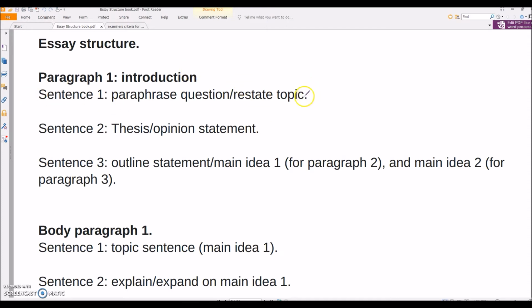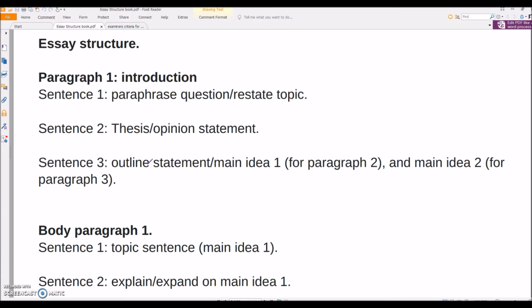So, paragraph 1, introduction. Sentence 1, simply paraphrase the question, restate the topic. Sentence 2, what's the essay about? Give your opinion. This essay we're going to take a look at now is an opinion essay. So your opinion must be clear right from the start. Then I always recommend giving an outline. This essay will argue main idea 1 and also main idea 2.